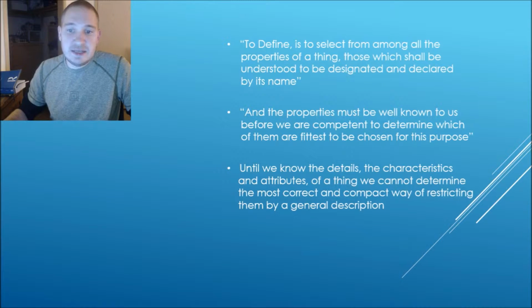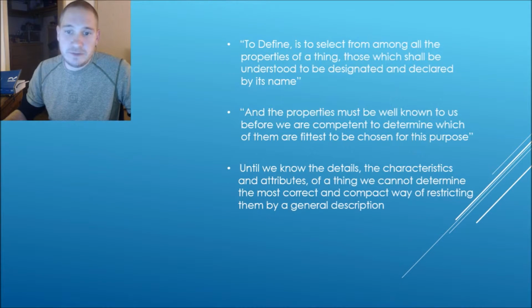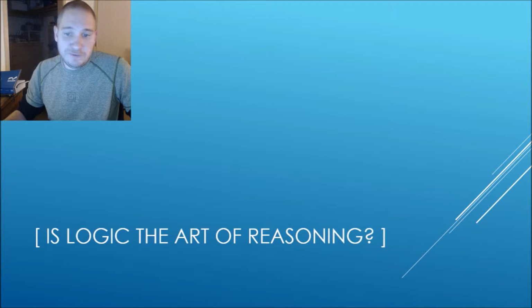Until we know the details, the characteristics and attributes of a thing, we cannot determine the most correct and compact way of restricting them by a general description. So we must know the characteristics and attributes before we can correctly identify which ones best describe the thing, that best fit the definition, or best work for the definition. Is logic the art of reasoning?